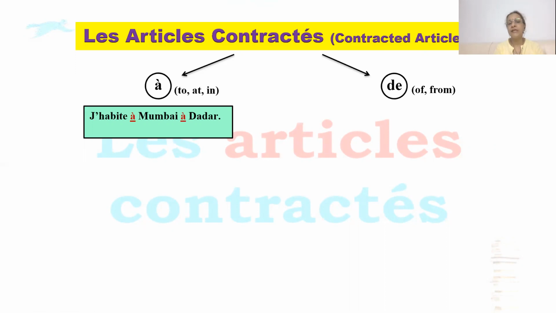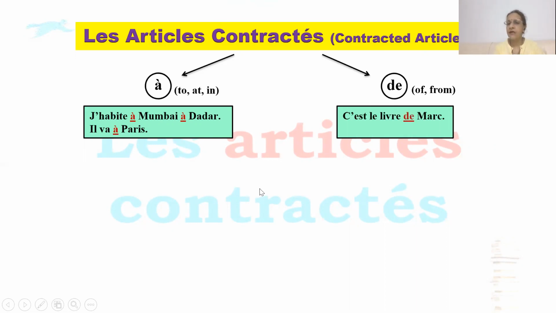I live in Mumbai in Dadar. Il va à Paris. He goes to Paris. So depending upon the sentence, you write the meaning. Some examples: C'est le livre de Marc. This is the book of Mark.